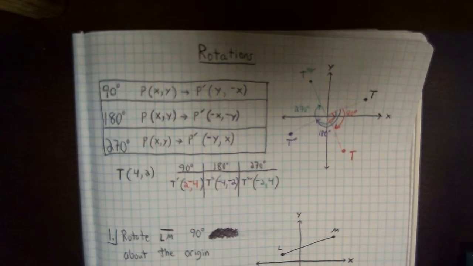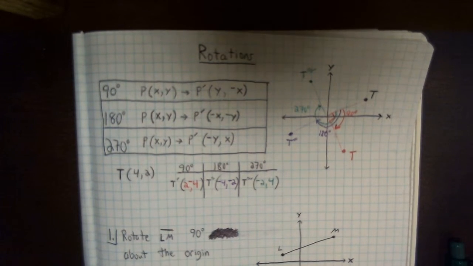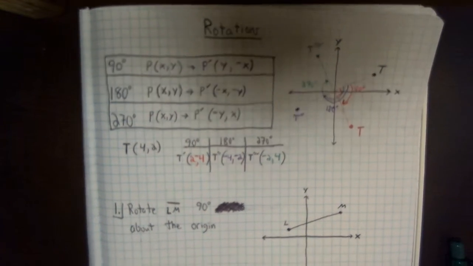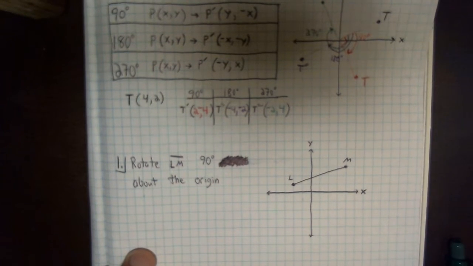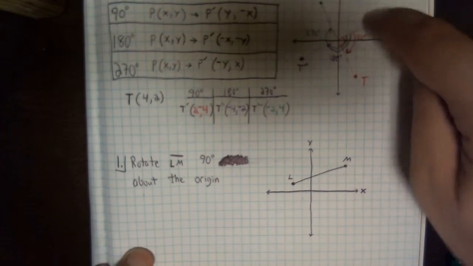Nice question for you guys is, how many degrees would we want to rotate for T to land back on top of itself? Easy question, but think about that one for a second. If you said 360 degrees, that's correct. 360 degrees would rotate this object all the way back onto itself.